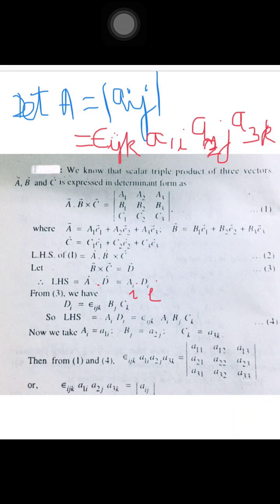The question is: the determinant of A, or determinant a_ij, may be represented as epsilon_ijk a_1i a_2j a_3k. This we have to prove, and it is a very fundamental law which we use in a very important identity known as the epsilon-delta identity, which we study in our next lecture. So this is a very important relation which we use in future lectures.